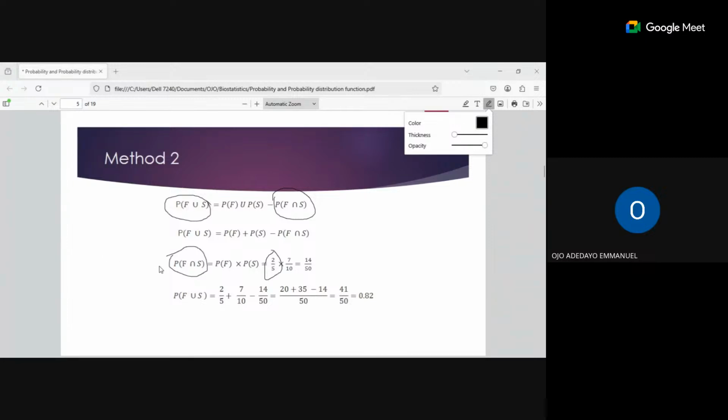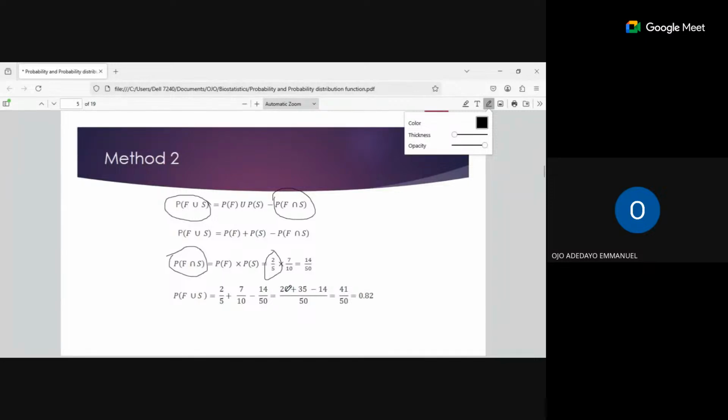So now let's go back to our union here. Remember that the probability that the father will survive is 2 over 5, plus the probability that the son will survive is 7 over 10, minus the probability of their intersection that we've calculated to be 14 over 50. Now let's find the LCM. The LCM is still 50. 5 in 50 is 10. 10 times 2 is 20. Plus 10 in 50 is 5. 5 times 7 is 35. Minus 50 in 50 is 1. 1 times 14 is 14.